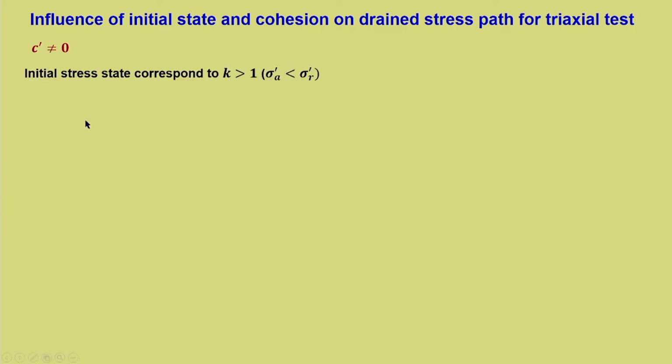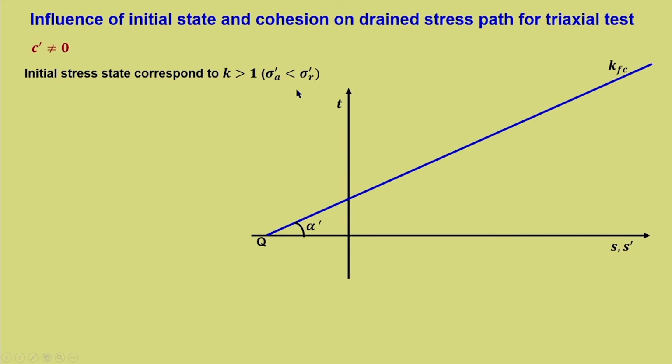Now, let us see what happens if k is greater than 1. The earlier case was k less than 1, that is sigma A dash less than sigma R dash. So, where will the point start from? It has to be in the bottom portion.